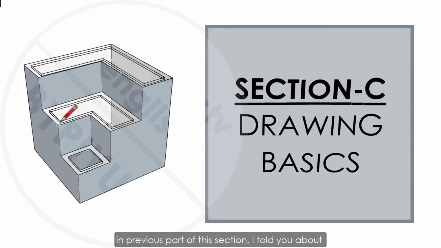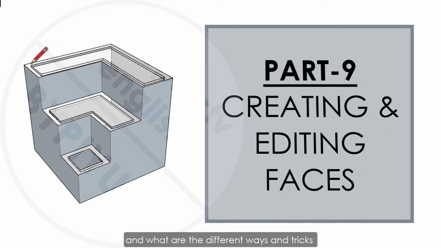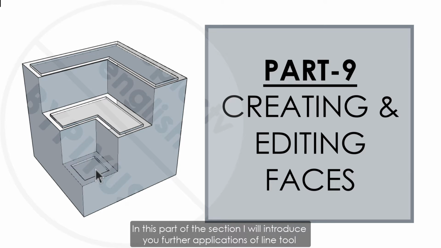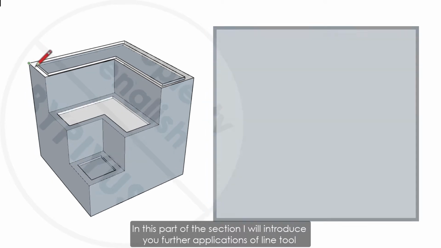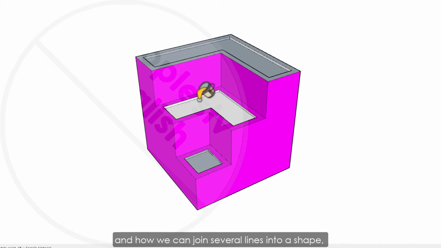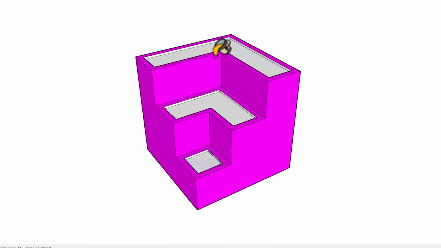In the previous part of this section, I told you how to draw a line in SketchUp and the different ways and tricks to draw a line in a 3D space. In this part of the section, I will introduce you to further applications of the line tool and how we can join several lines into a shape which then forms a face. So let's get started.